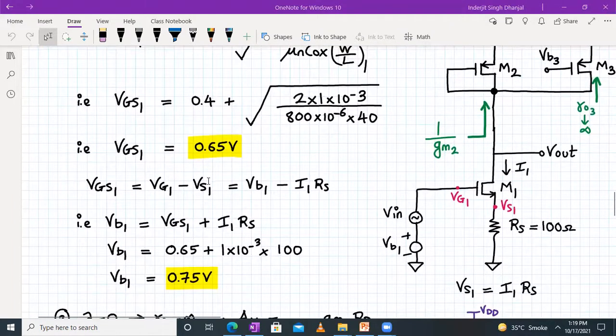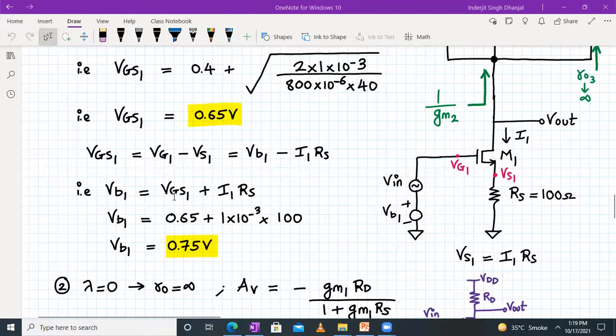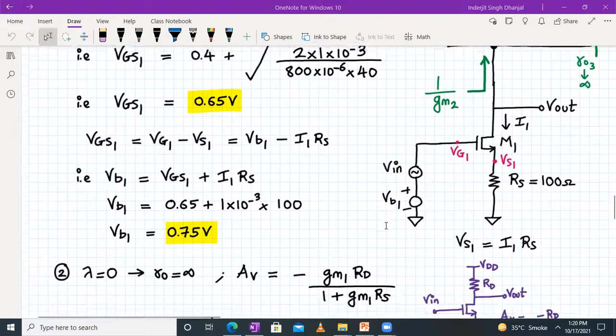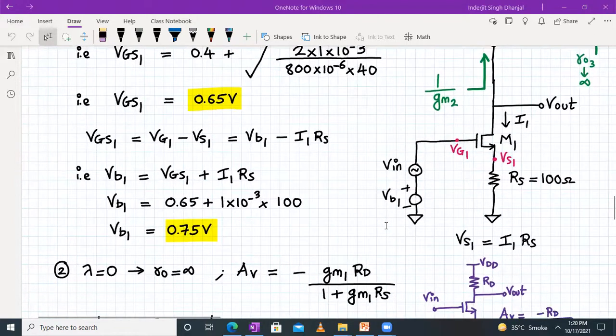We know VGS1 is nothing but VG1 minus VS1. VG1 is nothing but your VB1. And VS1 is I1 into RS. Sorry, VS1 is I1 into RS, not minus. So your VB1 can be written as VGS1 plus I1 into RS. We have just found the value of VGS1, which is 0.65. I1 value is 1 milliampere and RS is given as 100 ohm. So we got the value of VB1 as 0.75 volt.